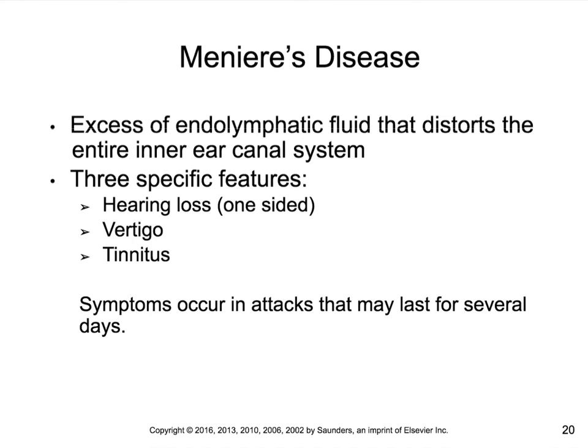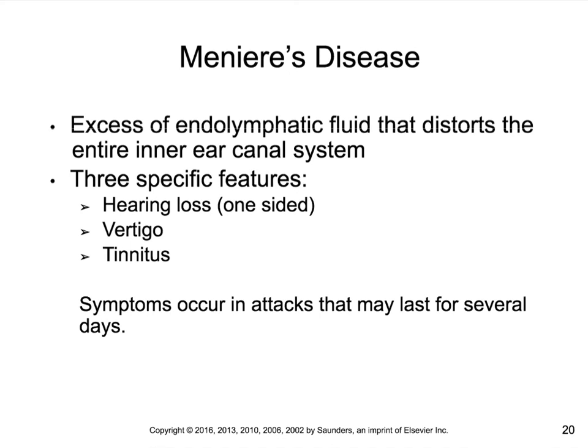So moving in more specifically to discuss Meniere's disease. Meniere's disease usually first occurs in people between ages of 20 and 50 years old. It's more common in men. The symptoms occur due to an excess of endolymphatic fluid that distorts the inner ear canal system. This distortion decreases hearing by dilating the cochlear duct. It causes vertigo because of the damage to the vestibular system and stimulates tinnitus.